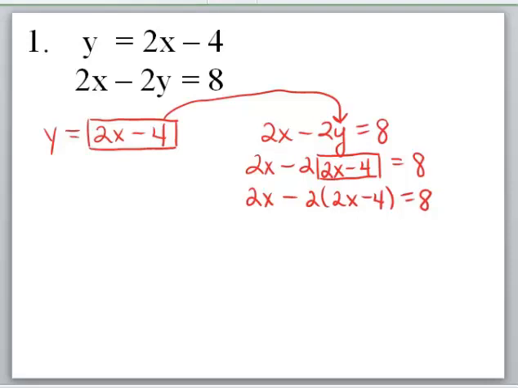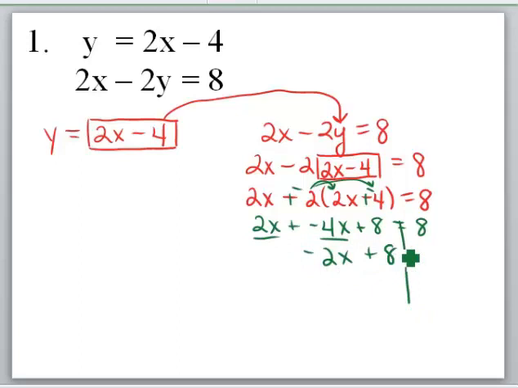Now what I can do is change my signs to plus the opposite, and I can distribute so I can solve for my x. So I get 2x plus negative 4x plus negative 2 times negative 4 is an 8 equals 8. Solve by combining like terms. Move the 8 over by subtracting 8. And then divide by negative 2. This gives me x is 0.